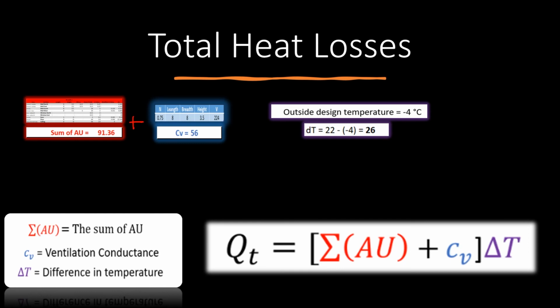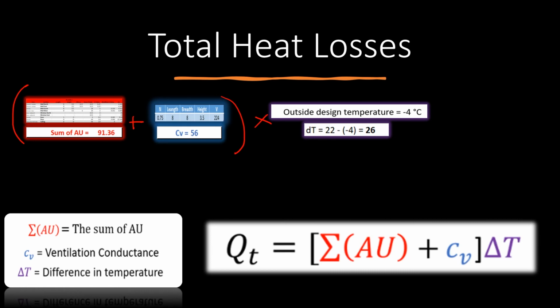Okay, then finally we've got sum of AU plus CV multiplied by delta T. The delta T here is just the outside temperature deducted from the inside temperature. So 22 minus 4, the difference between inside and outside is going to be 26. So we're just going to add up our sum of AU and CV and multiply it by delta T.